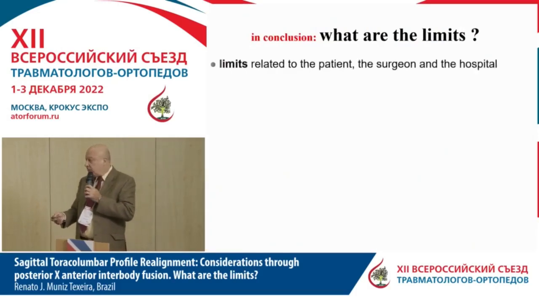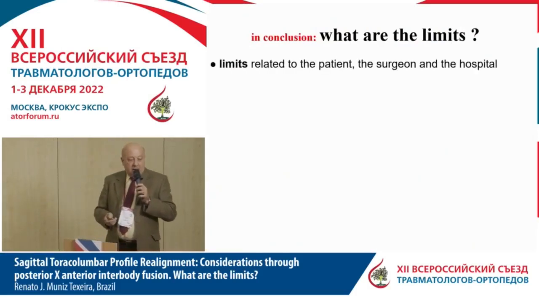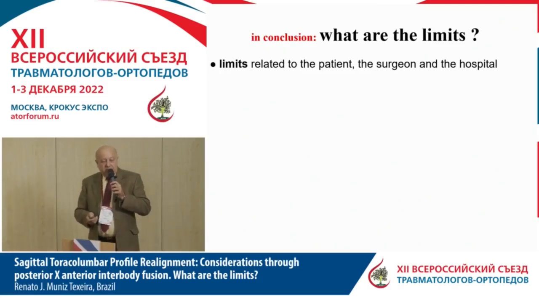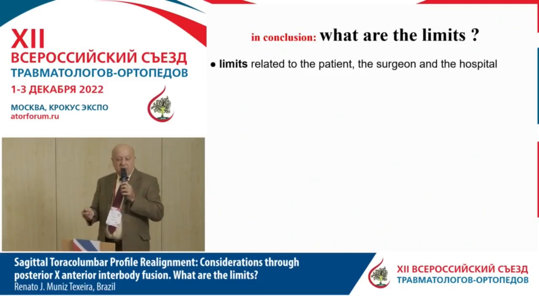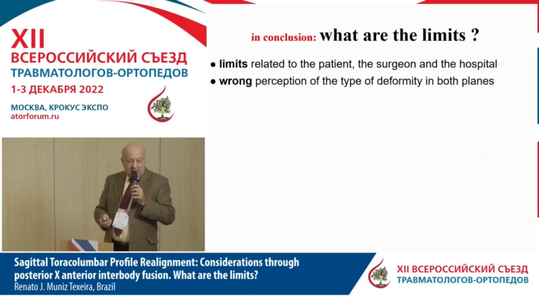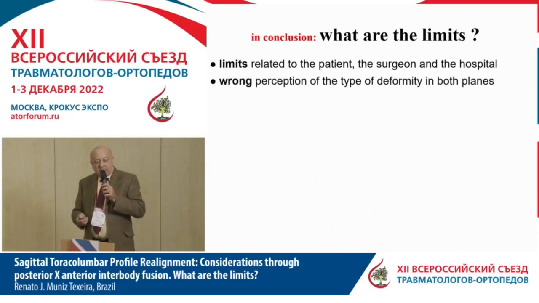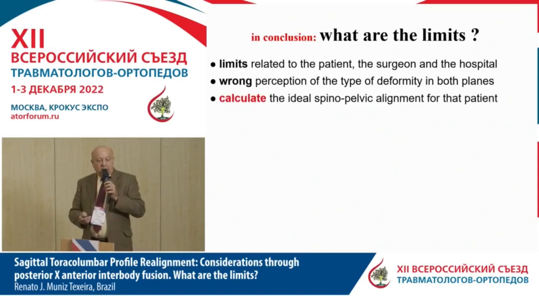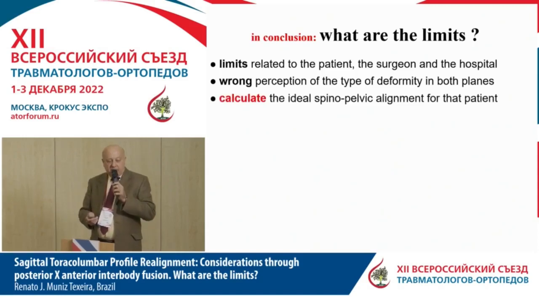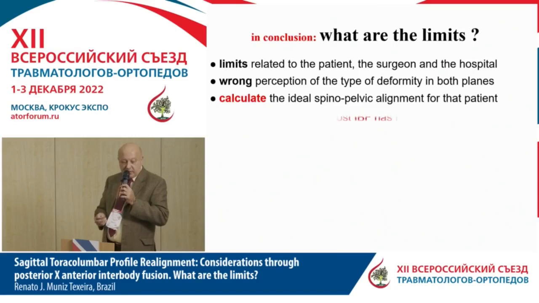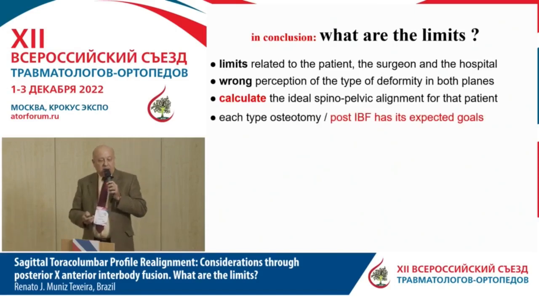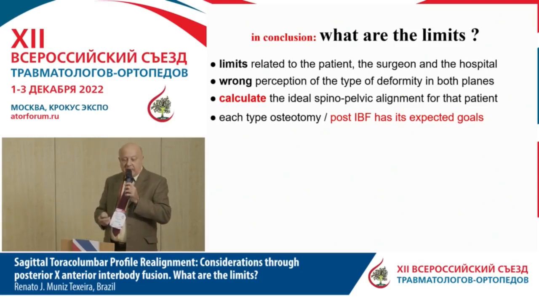The limits and conclusion. Limits related to the patient, to the surgeon, and to the hospital. Wrong perception of the type of deformity in both planes. Calculate the ideal spinopelvic alignment for each patient. Each type of osteotomy and posterior interbody fusion has its expected goals.